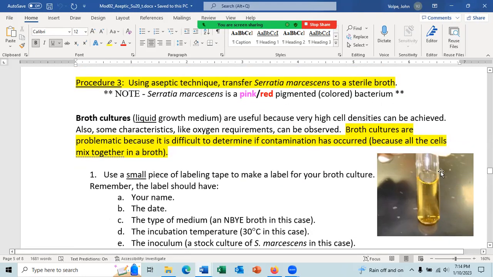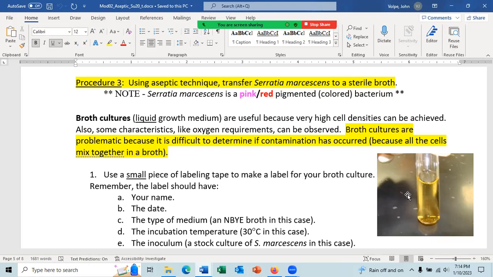All right, so for procedure 3, you're using aseptic technique to transfer Serratia marcescens to a sterile broth. A broth culture is one that is liquid. Broth cultures are problematic because it's difficult to determine if minor contamination occurred, because all the cells mix together in a broth. So in a broth culture, you can only determine if there's major contamination.